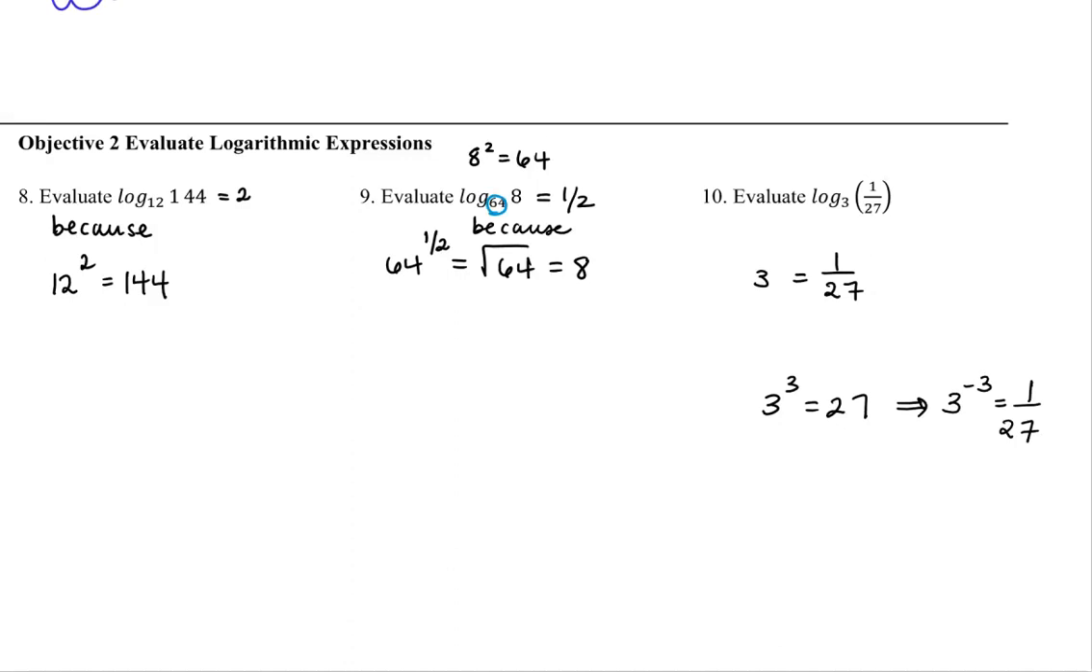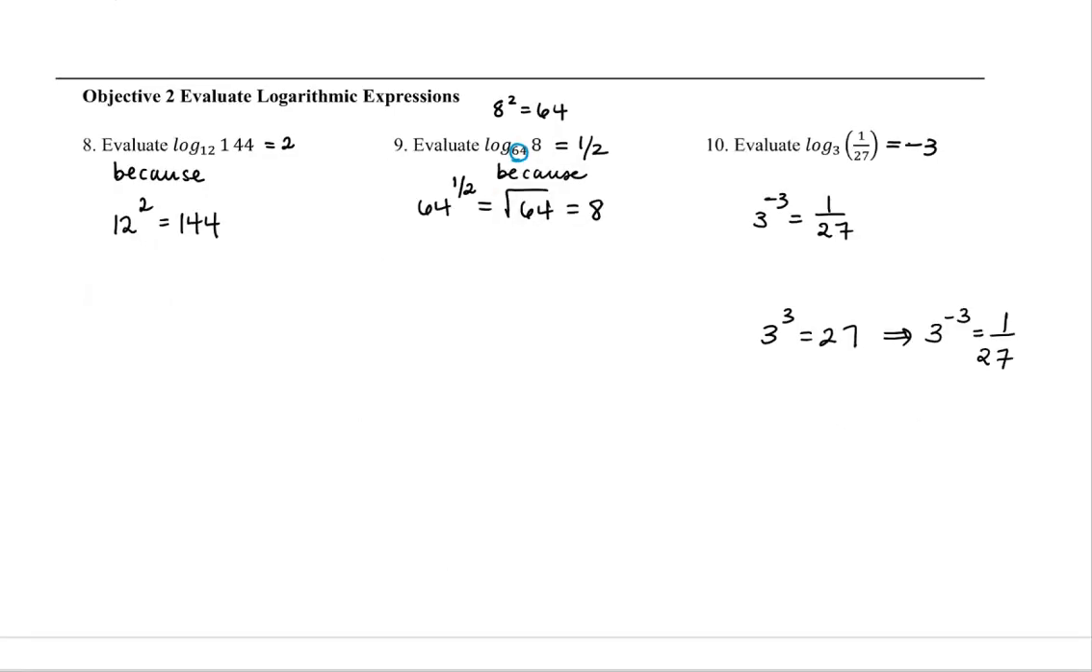So log base 3 of 1 over 27 is equal to negative 3, because 3 to the negative 3 is equal to 1 over 27. Notice that in all of these examples, we were able to evaluate a logarithmic expression by giving an exponential equation to justify our answer. All of these logarithms that we got answers for, we were able to write some equation with an exponent in it to justify that answer.